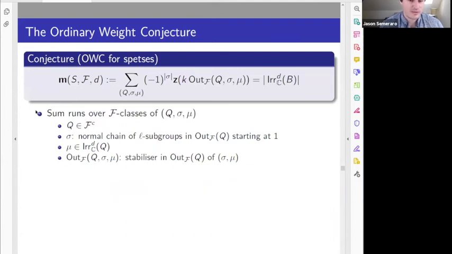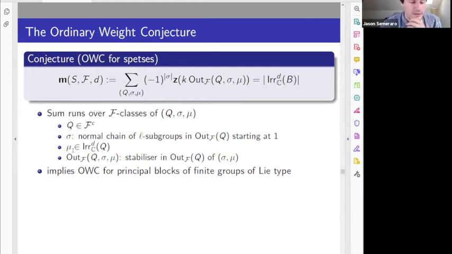So we make the conjecture for Spetses, because we have this definition of the principal block B now, that this number should in fact equal the number of characters of defect D inside the principal block B. Okay, so that's a conjecture which is open and would imply the ordinary weight conjecture as stated for groups of D type.